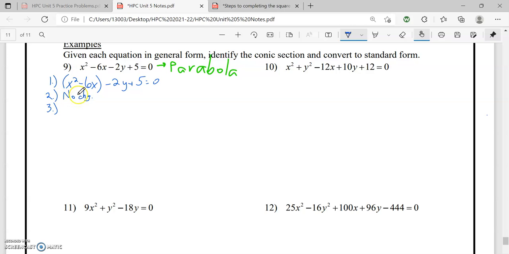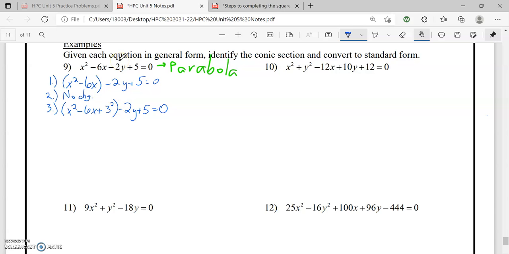Number 3, we are going to take half of this coefficient here, the negative 6 technically, and square it. We're going to add that to the inside of the parentheses. So what that looks like, we say x squared minus 6x plus 9. All we did was simply add 1/2 of this 6 term squared in the parentheses.